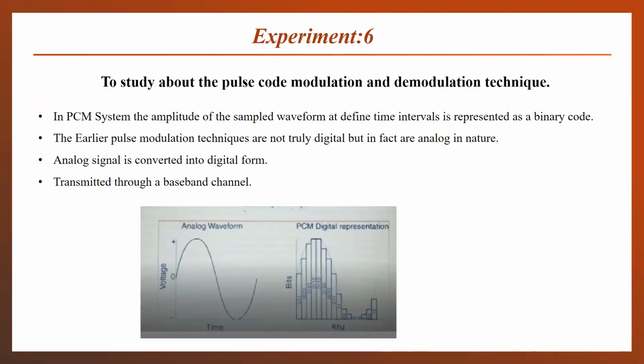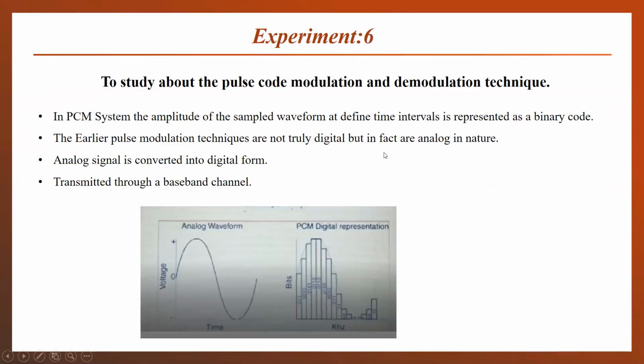Pulse code modulation: in this modulation, the output will be digital signals. This is a kind of analog-to-digital signal generation and modulation technique. Here the ADC converts the analog signal into a digital signal. This is specifically a digital modulation technique where digital signals are generated after the modulation.